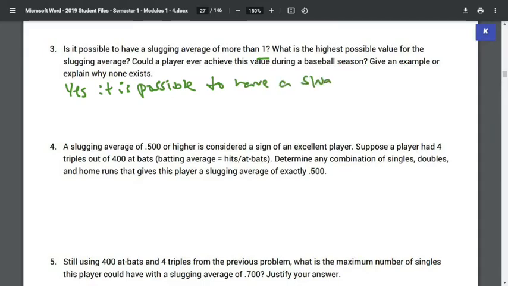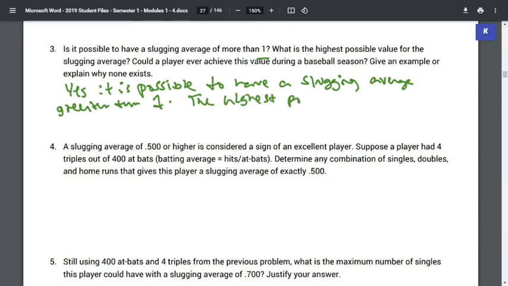So if we think about how high the possibilities could go, the highest possible is 4. If you think back to that formula, it's a weighted average. So each of the bases that you hit represents a number.